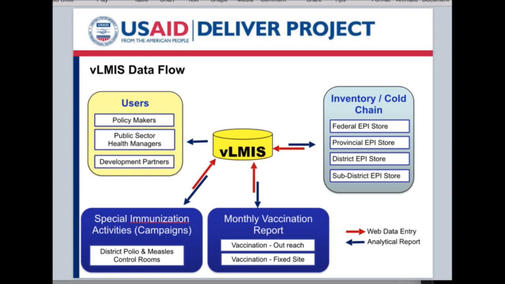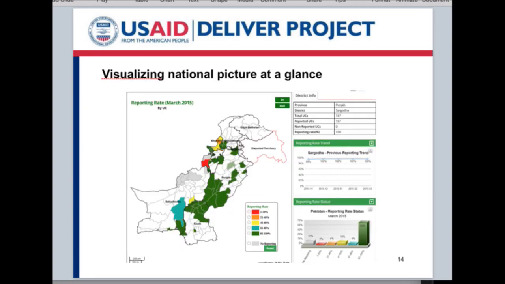And how powerful this data is. With vLMIS, you can visualize the national picture at a glance. Right now, 83 districts are reporting, 54 districts are completely reporting, and the remaining 28 districts have just started reporting on vLMIS in Sindh province.